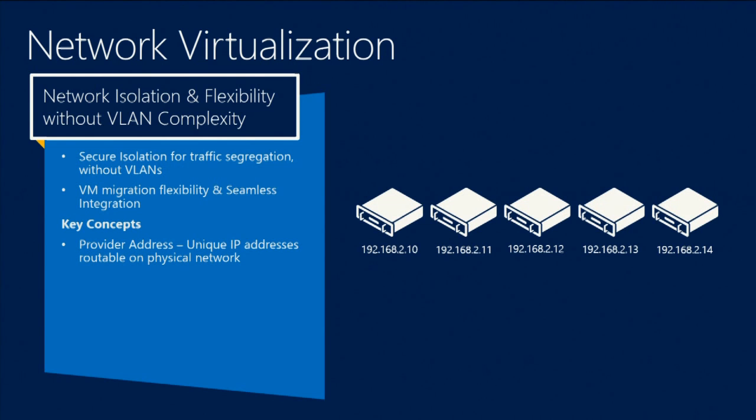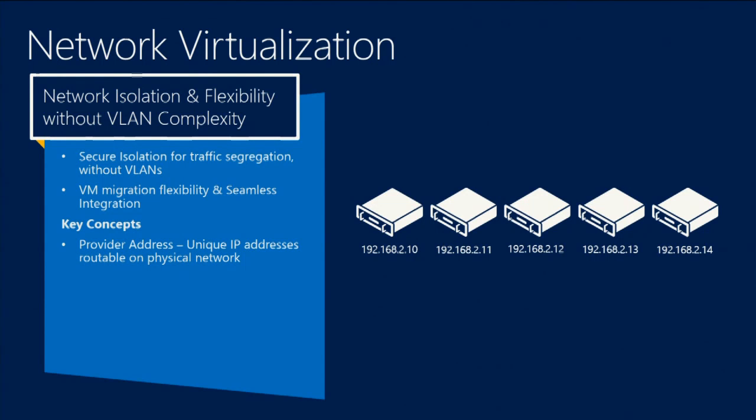It also allows us to move virtual machines around the network completely flexibly, providing our physical hosts can see each other. Now, I wanted to spend a minute or two explaining some of these key concepts for network virtualization, because it may be the first time some of you have seen it. We have this concept of what we call a provider address. Think of it as an IP address that the physical host has. These provider addresses help to identify where these physical hosts are.